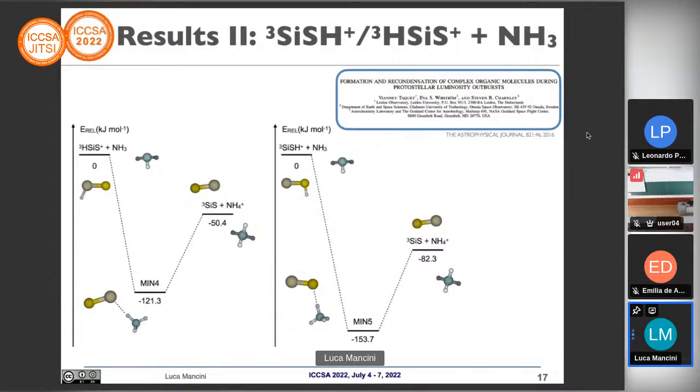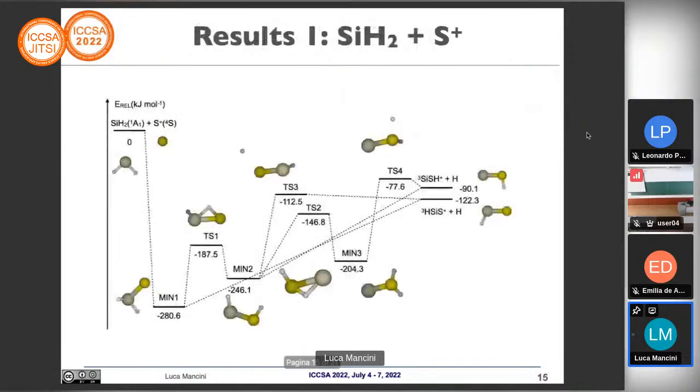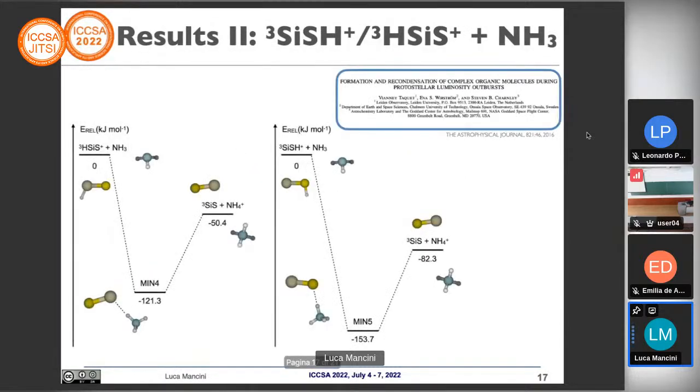Now, the main issue with this system is that, as we can see also from the previous potential energy surface, the multiplicity of the S+ cation in its ground state is 4, which means that all the stationary points, all the intermediates in the potential energy surface, have a global multiplicity of 4. And according to the selection rules, we can form the two cationic isomers only in the triplet state, which means that the subsequent proton transfer process will lead to the formation of silicon sulfide in its triplet state, which is the first electronically excited state.